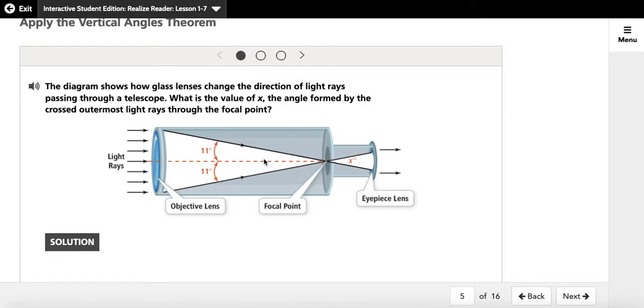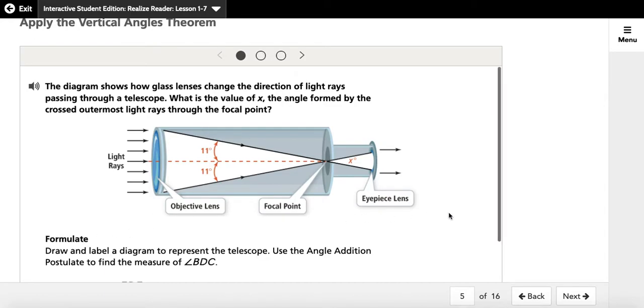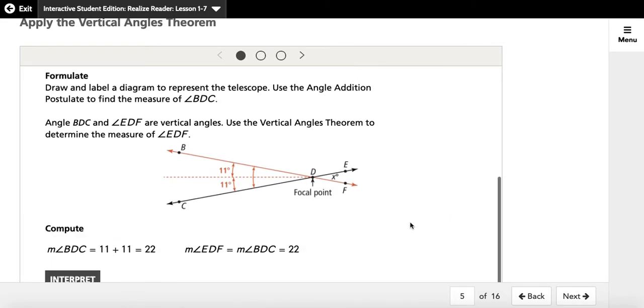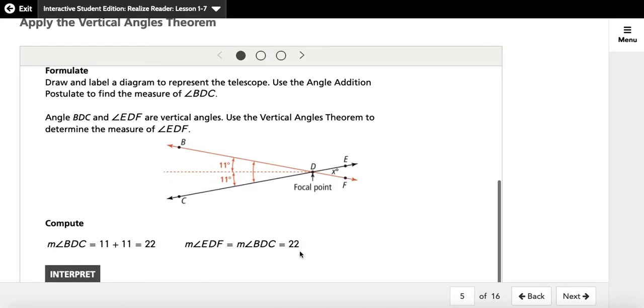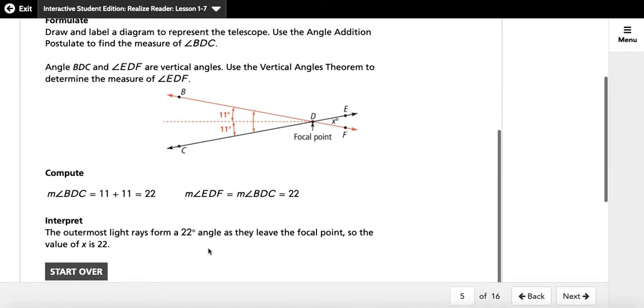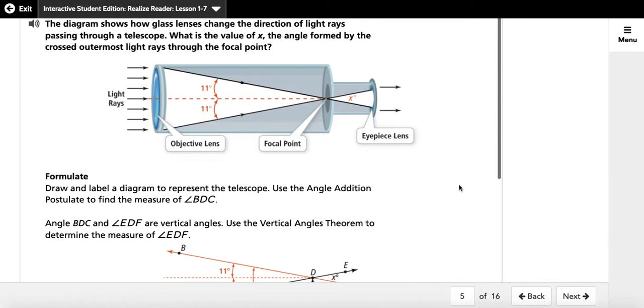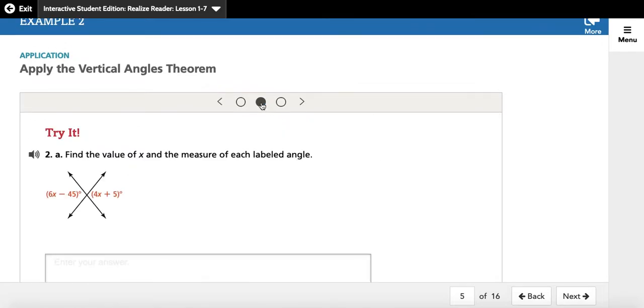We have this angle here in white is a vertical angle to this one in white. Therefore, x must equal these two, and these two each are 11. Therefore, x must be 22. That's what they go through right there. The measure of angle x is 22. I guess they say that at the final part here. Okay, pretty straightforward. Let's see another example.